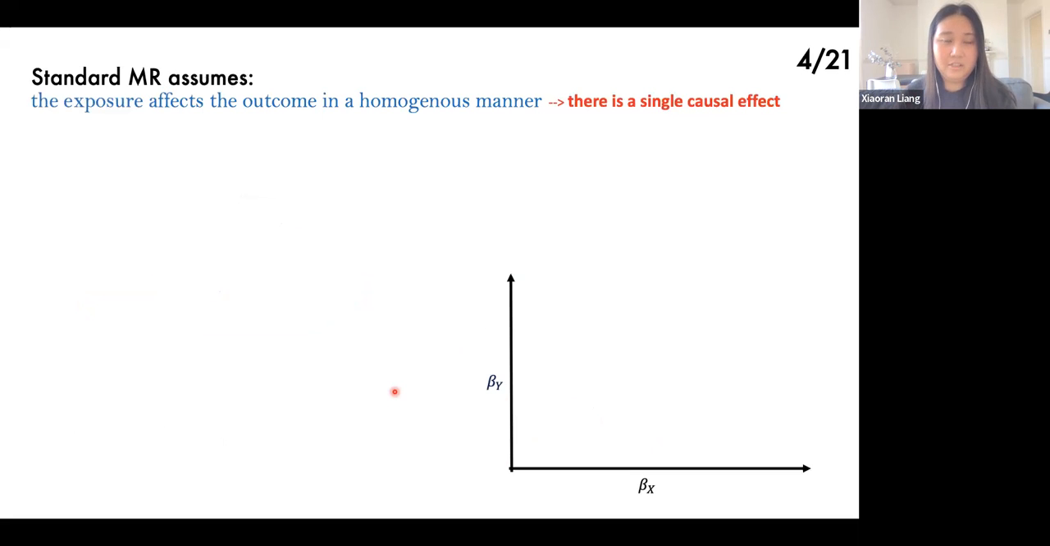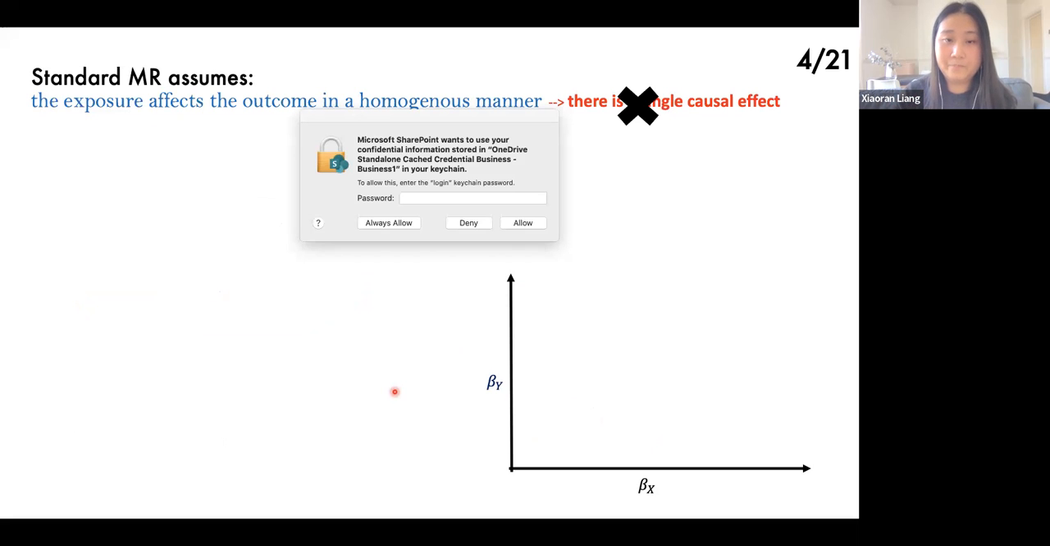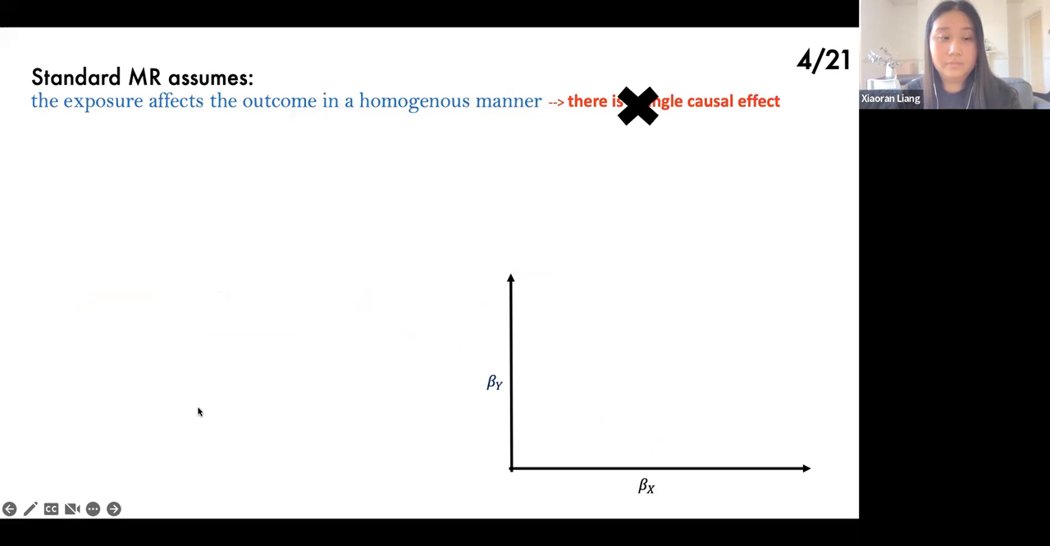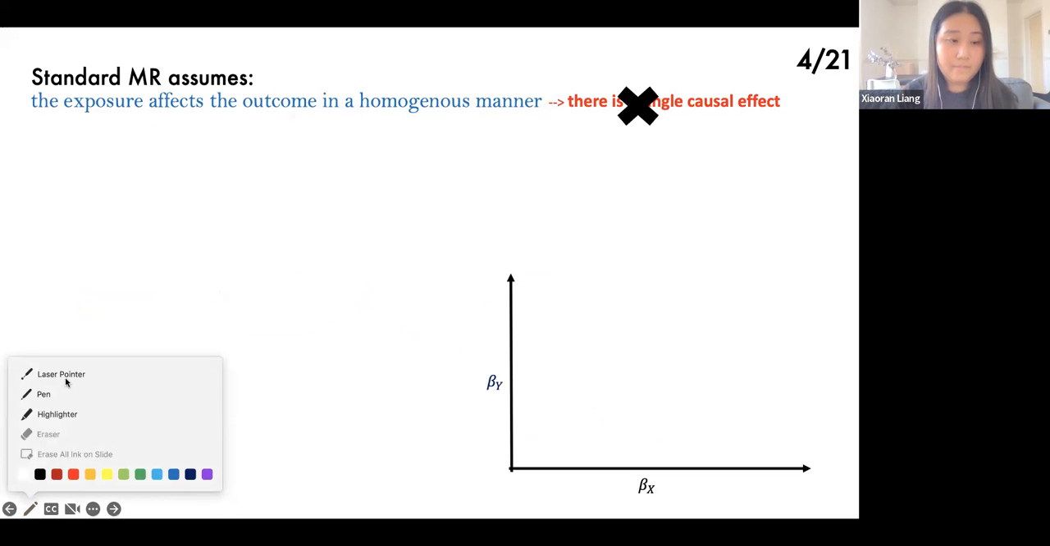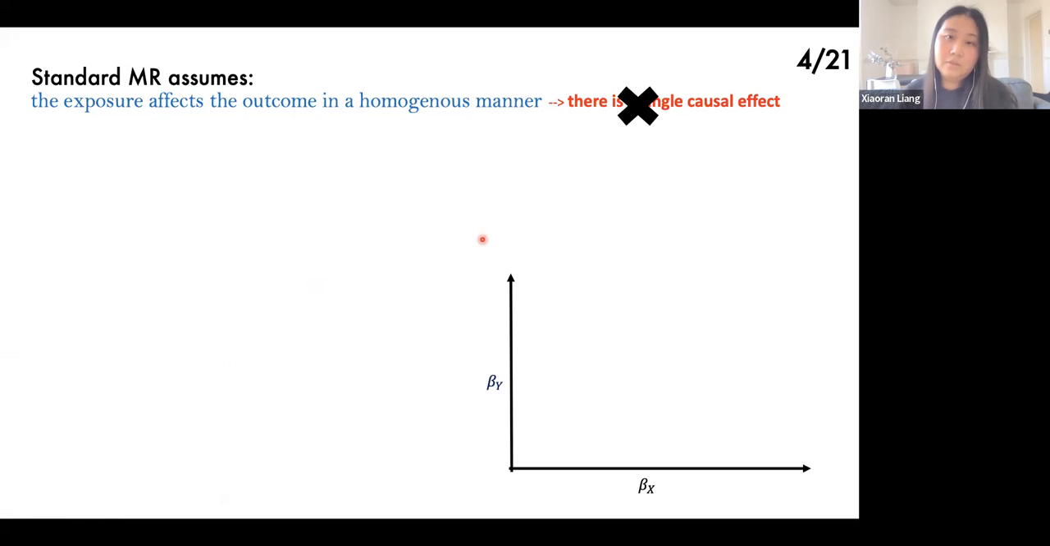But the problem with standard MR is that this single causal effect assumption, in some cases, can be violated. Okay, so in some cases, this single causal effect assumption can be violated.